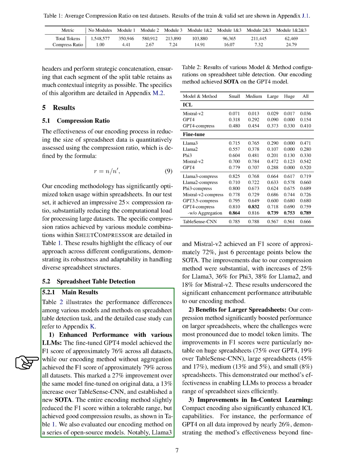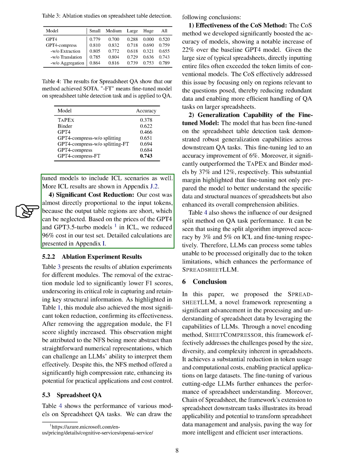Our main results showed that the fine-tuned GPT-4 model achieved a 76% F1 score across all datasets, while our encoding method without aggregation reached 79%. This marked a 27% improvement over the original model, a 13% increase over TableSense CNN, and set a new standard. Our method also improved performance on larger spreadsheets and enhanced in-context learning capabilities. Additionally, we achieved significant cost reduction in our test set.